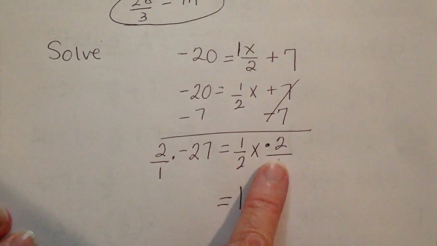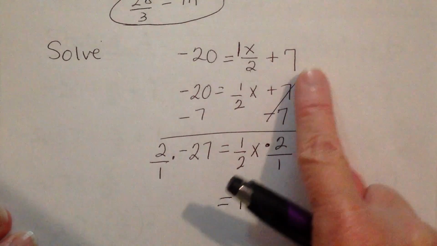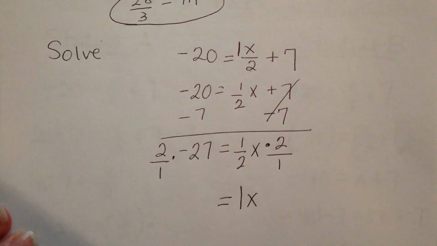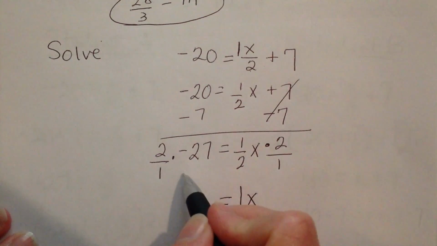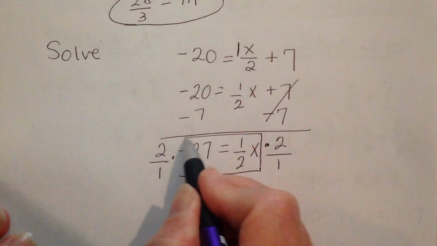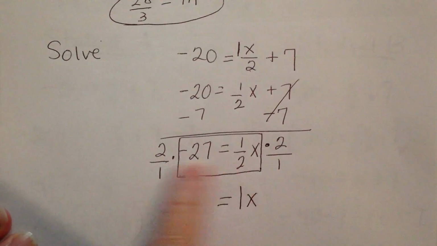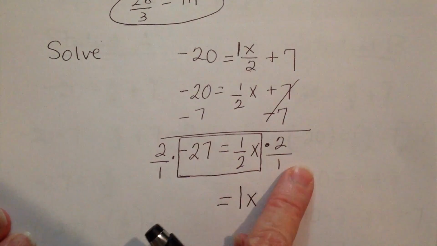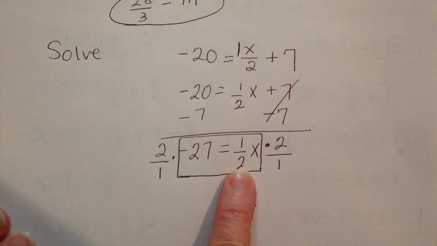Notice you do not multiply both sides by 2/1 in the very beginning of the problem. You don't multiply both sides by the reciprocal until you get it down to 2 terms, one on the left and one on the right. This is the step where you multiply both sides by the reciprocal, once you get the variable term by itself.